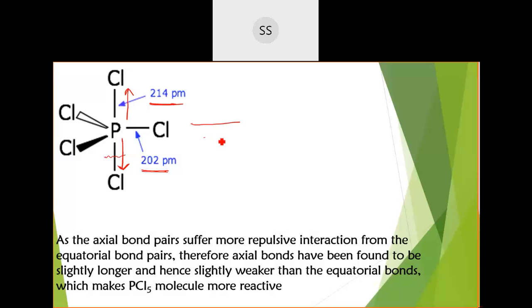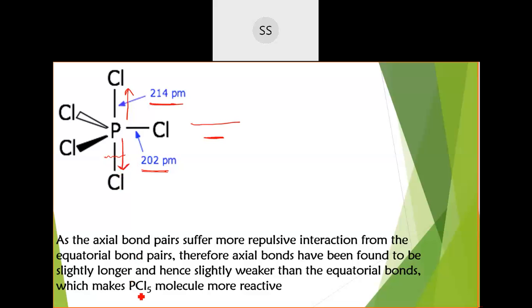But if you have a smaller one, breaking that will require a little more energy. Because with a longer one, the force will be applied over a large area, so it becomes easier for us to break. Whereas if it is smaller, it becomes a little difficult to break. So when the axial bond pairs experience repulsion, they go to a little larger distance, and when they become longer, automatically they become weaker. If they are weaker, it is easy for us to break them, so they will be more reactive in nature.